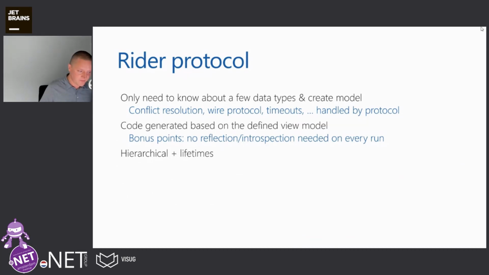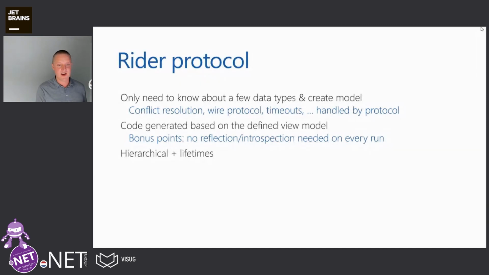Right, so the protocol, our developers only need to know about those few data types that are in there and work with the model. They can build that model, they can create classes in the model, and the model will reflect what the protocol will look like. The things like conflict resolution, the actual wire protocol, timeouts, the fact that you can have disconnects and so on, those are all handled by the library that we created.